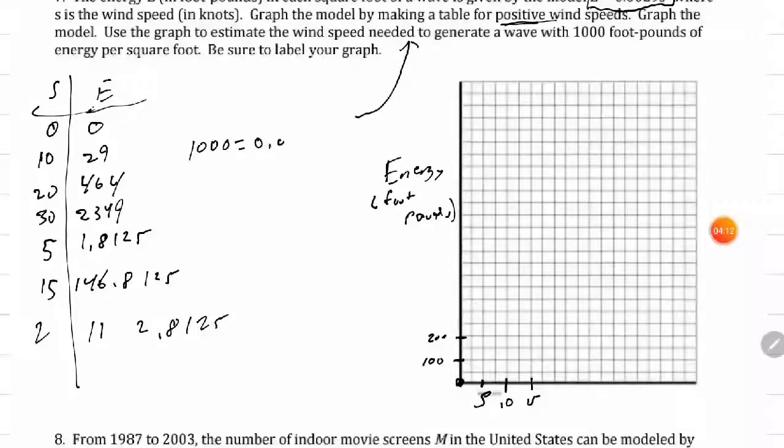So 0.029 S to the 4th. So I would divide by 0.029 on both sides, and then I would take the 4th root, or you could do square root twice. And then you should get S, S is about 24.2. So that's that. Let's move on to the next problem.